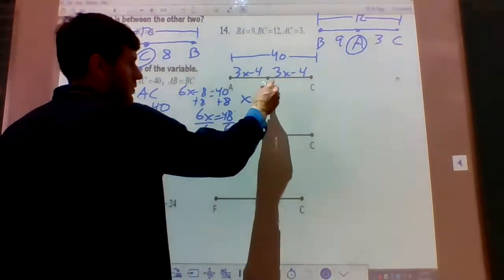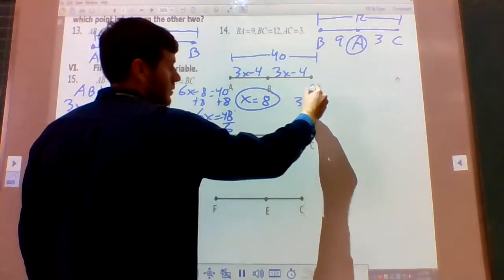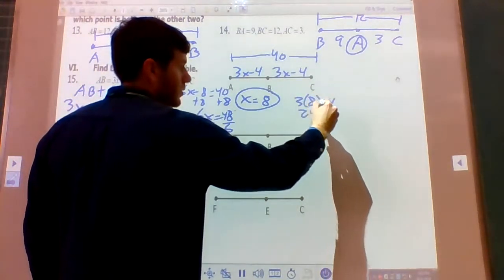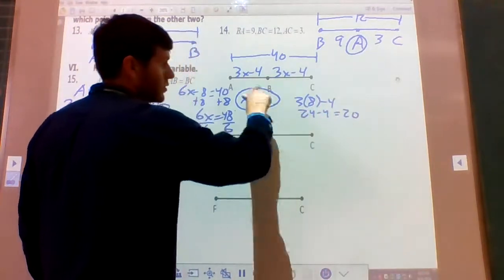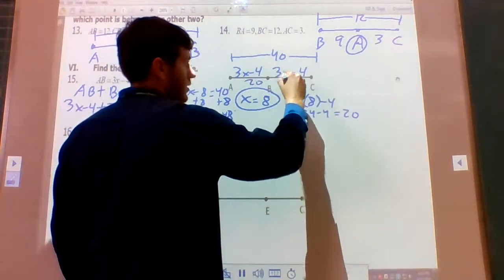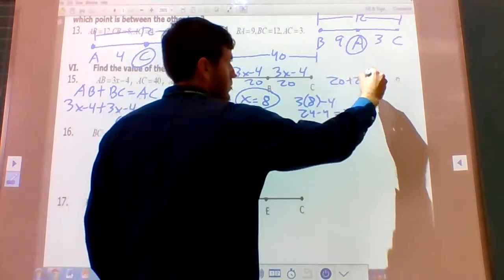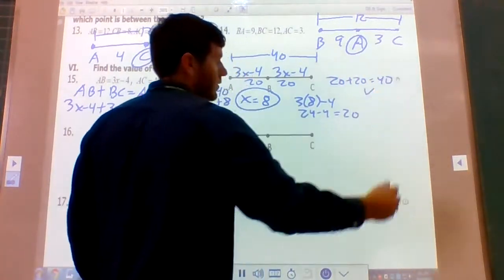How do we check 8? Let's put it in. 3 times 8 minus 4 is 24 minus 4, which is 20. So we know 20 plus 20 equals 40, so we know we have the right answer.